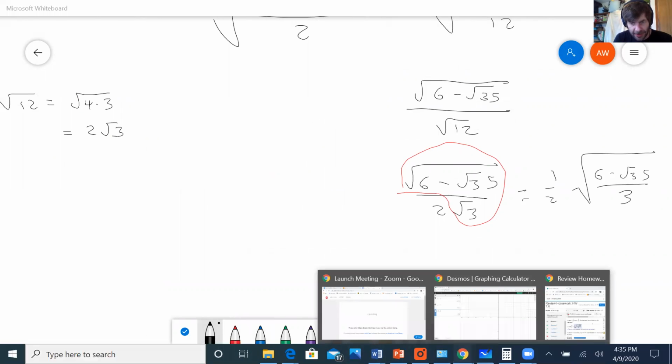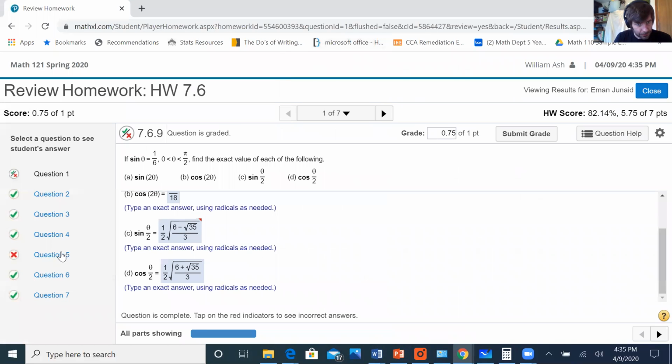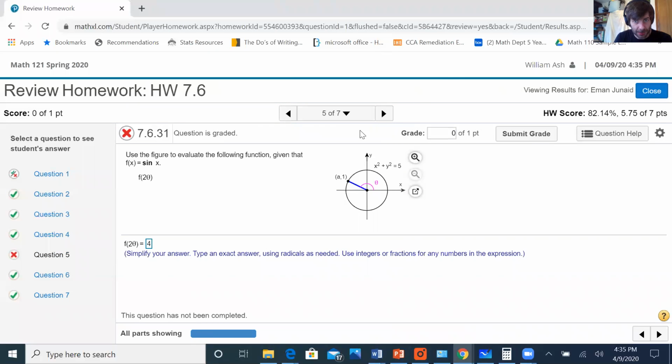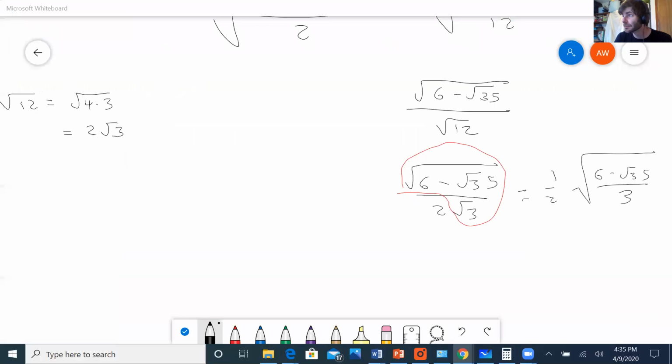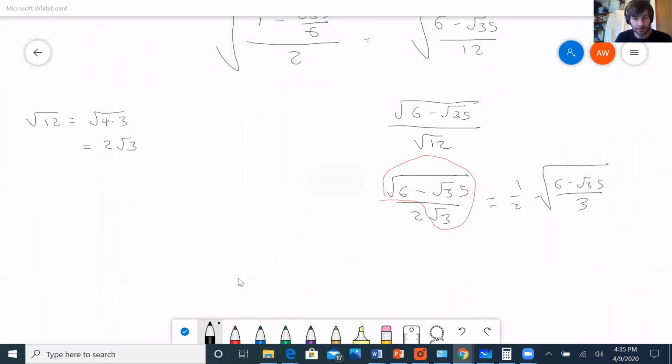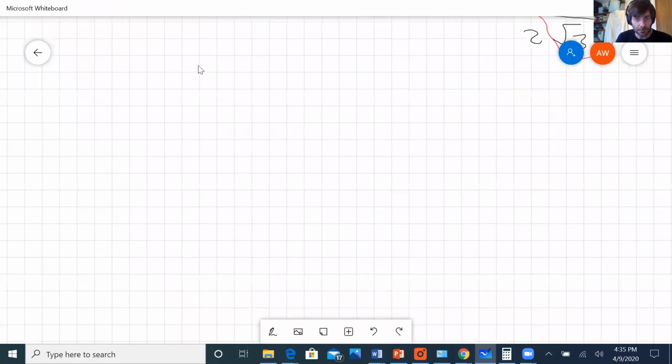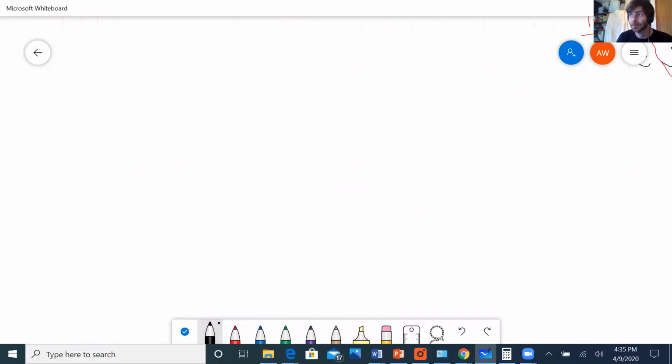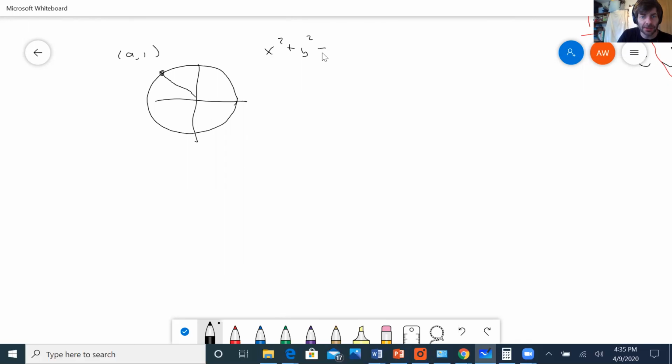All right, and then you said number 5 as well. So what was number 5? It gives me this little picture right here. I'm looking over there, which is the point (a, 1). And they say x squared plus y squared equals 5. So what's a? a squared plus 1 equals 5, so a squared equals 4, but a is -2.